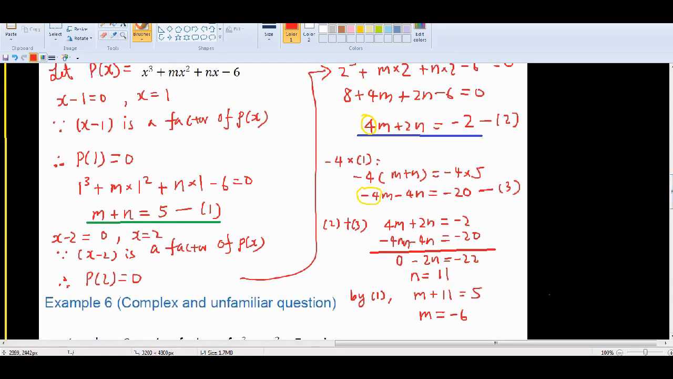Okay, so here's the answer. You have n equals 11, and m equals minus 6. That will be the answer.